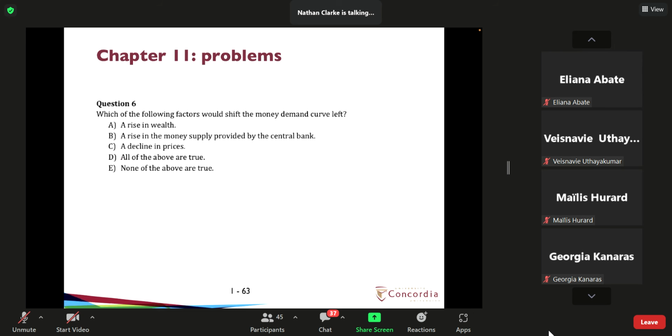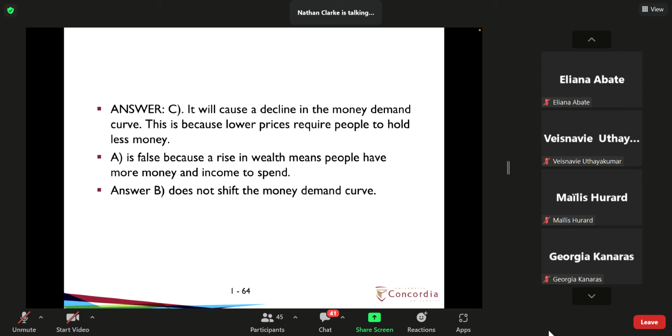Okay. So which of the following factors would shift the money demand curve left? What do you think? Any answers? So you got some A's, you got some C's. The answer is going to be C, right?